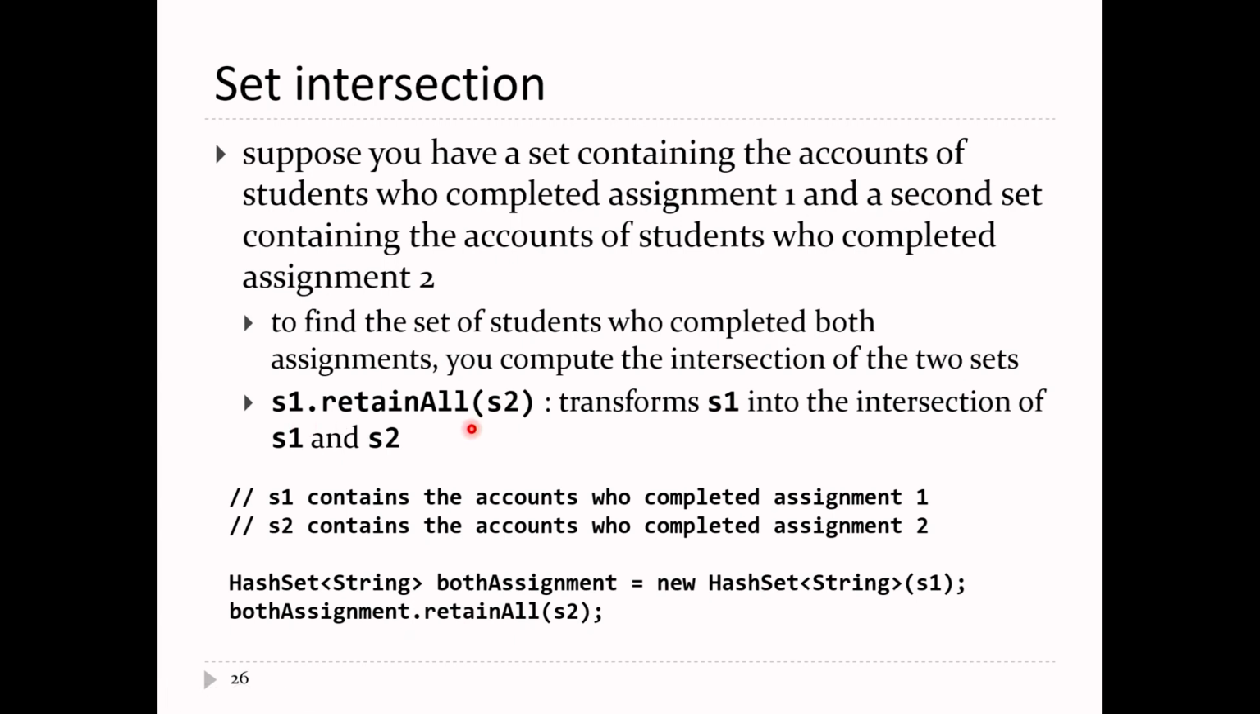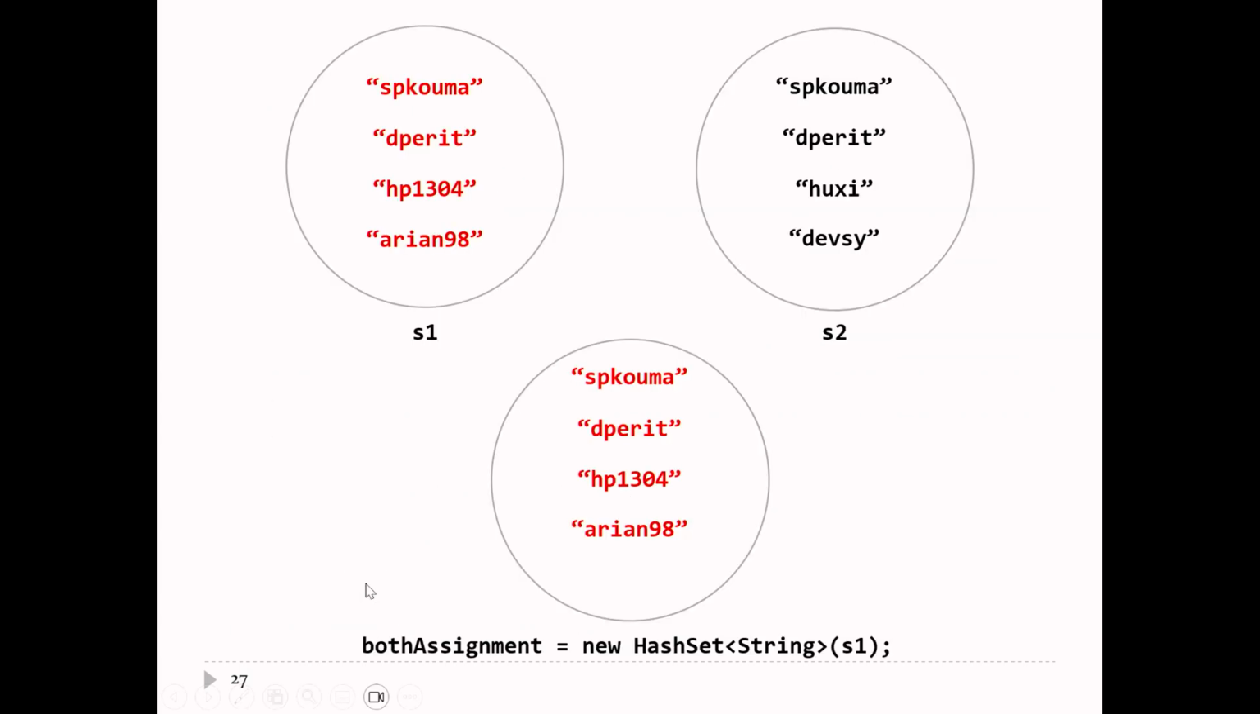So S1 retain all S2 changes S1 so that it contains only the elements that are also in S2. So it transforms S1 into the intersection of S1 and S2. So I want to know who completed both assignments: copy the first set, and then call retain all, passing in the second set. And that tells you who completed both assignments. So back here, that's the set that's going to contain the students who completed both assignments. So I'm going to start by copying that one.